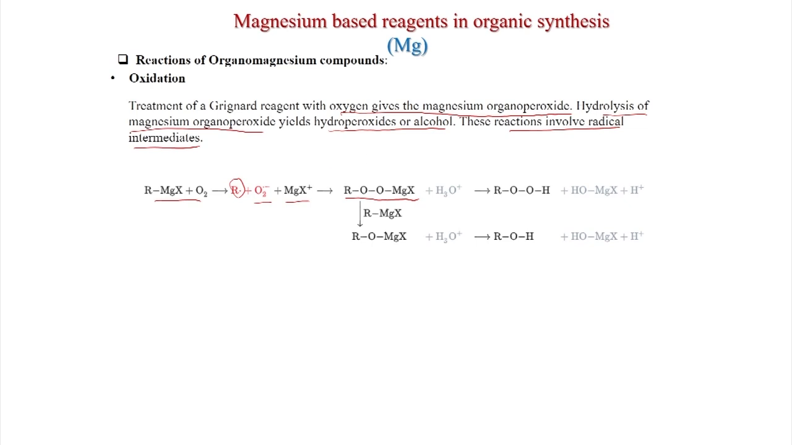So, here RMgX is there. Now, oxygen is adding to this bond, the RMgX bond. So, that is why in presence of oxygen, this RMgX bond breaks and it is going to be ROOMgX. So, oxygen inserts in this RMgX bond to generate this. After hydrolysis, you get the hydroperoxide plus these byproducts HOMgX plus H plus.